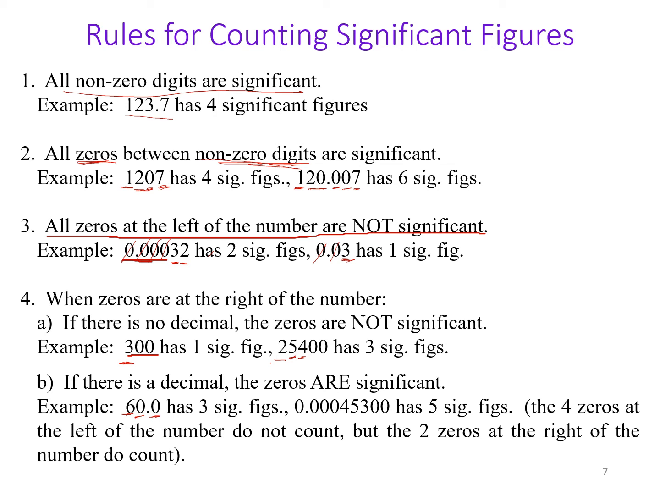How about this number right here? How do we know how many sig figs this has? So these zeros that we see up front, these are on the left side, right?